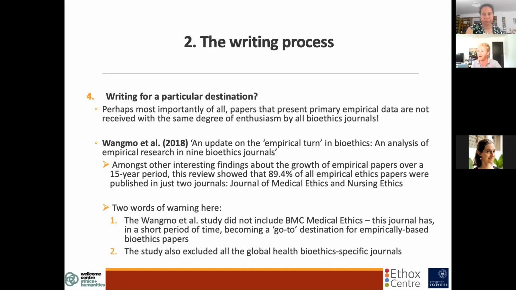Now, I want to just qualify that study a little bit because they missed out a few journals. They only took nine journals. There are many more than nine journals. And there are a couple of things that I think are missing for our lessons here. BMC Medical Ethics has grown a lot in the last few years, and it's become a kind of go-to destination for empirical bioethics studies, so that shouldn't be forgotten. And no global health bioethics specific journals were included. And again, I think you would see more of an orientation towards empirical ethics pieces in those types of journals too. So take that study with a pinch of salt, but it is an interesting insight into the fact that not all journals are made equal for empirical bioethicists at least.